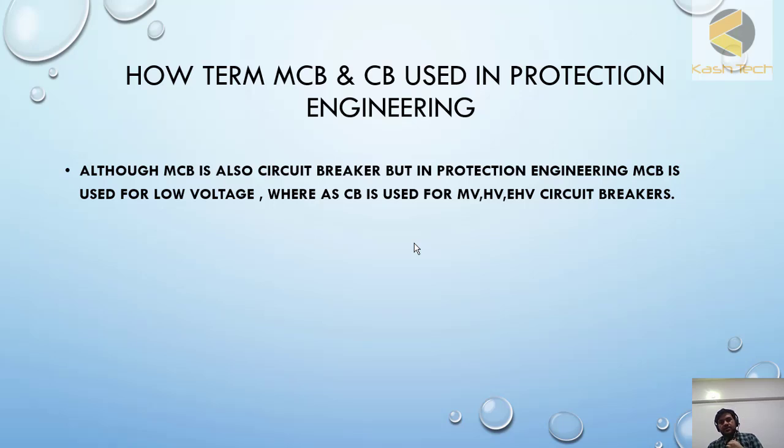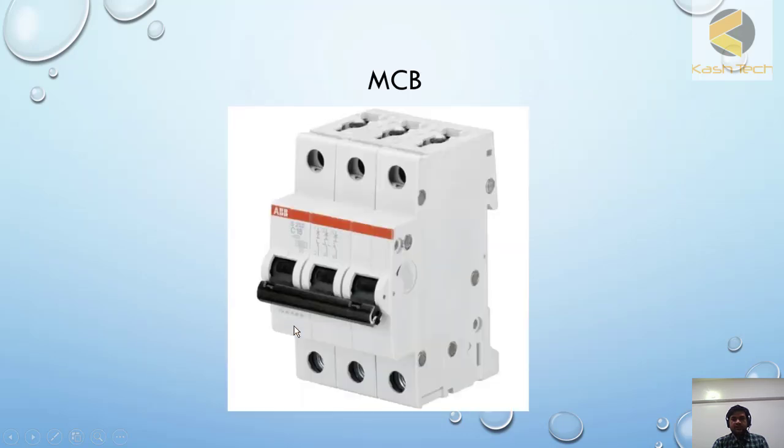Okay, so although an MCB is also a circuit breaker, in production engineering MCB is used for low voltage, whereas circuit breaker is used for MV, HV, and extra high voltage circuit breakers. So this is how we are using the terms and how you can name these two different items separately.